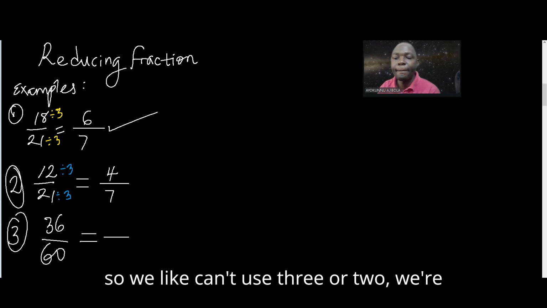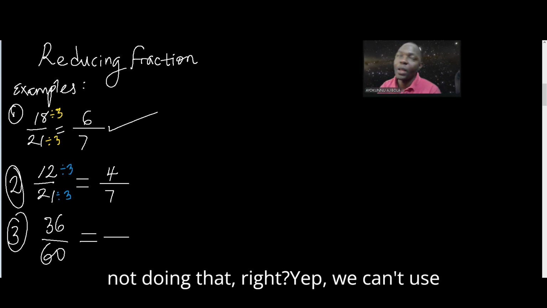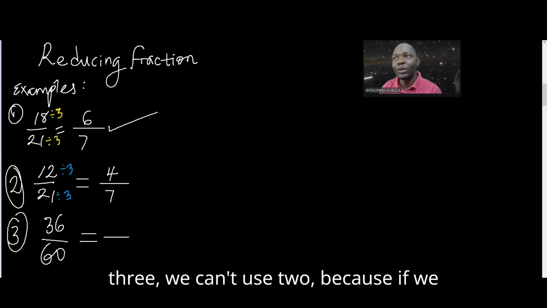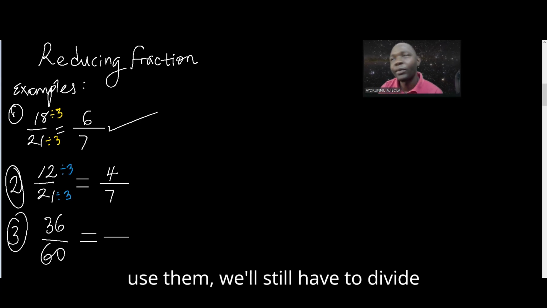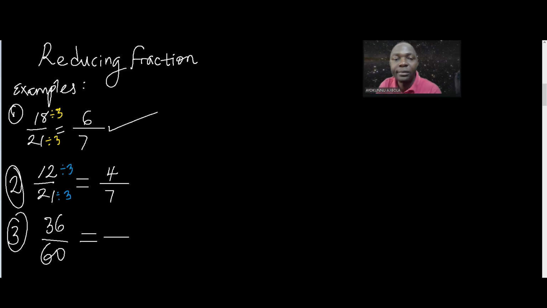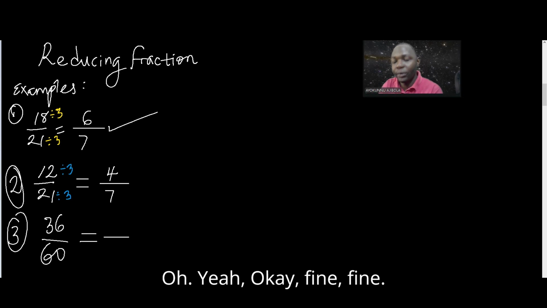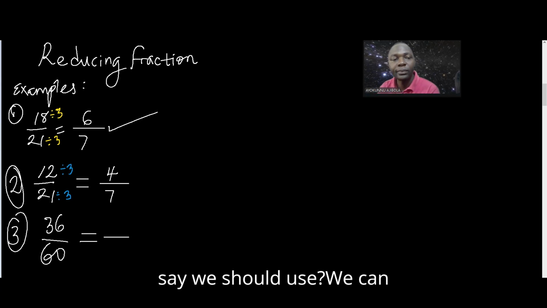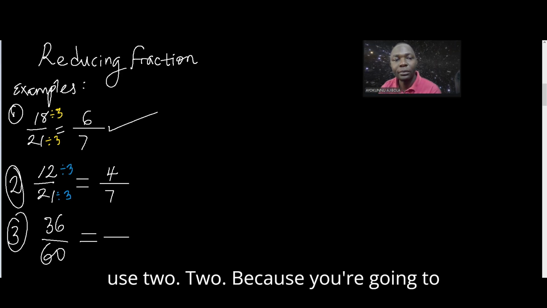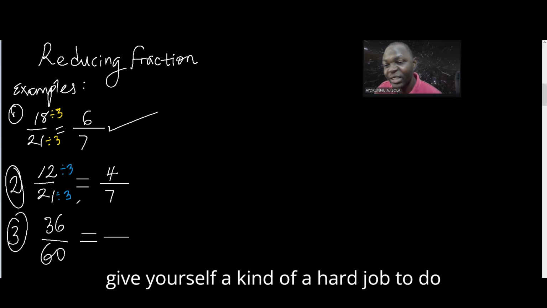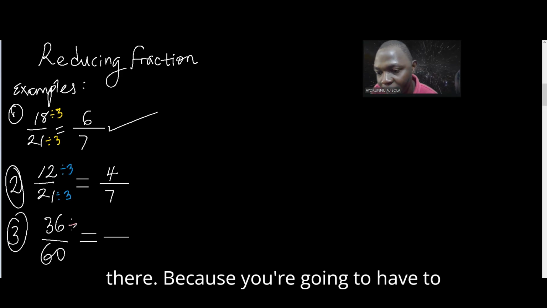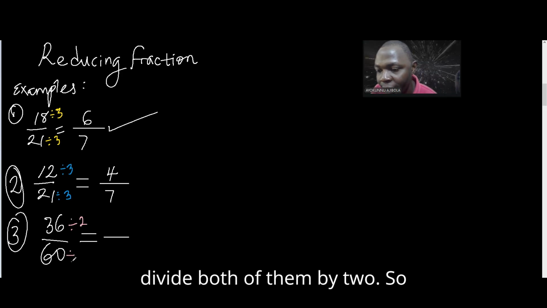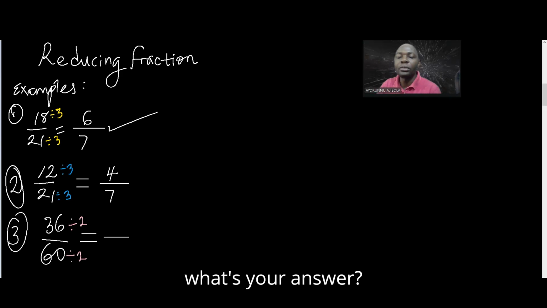Oh, so we can't use 3 or 2 or anything like that, right? Yes, we can use 2, because if we use a smaller one, we will still have to divide again. Okay, fine. Let's use any of them. Which one do you say we should use? We can use 2. But you're going to give yourself a hard job, because you're going to have to divide both of them by 2. So what's your answer?